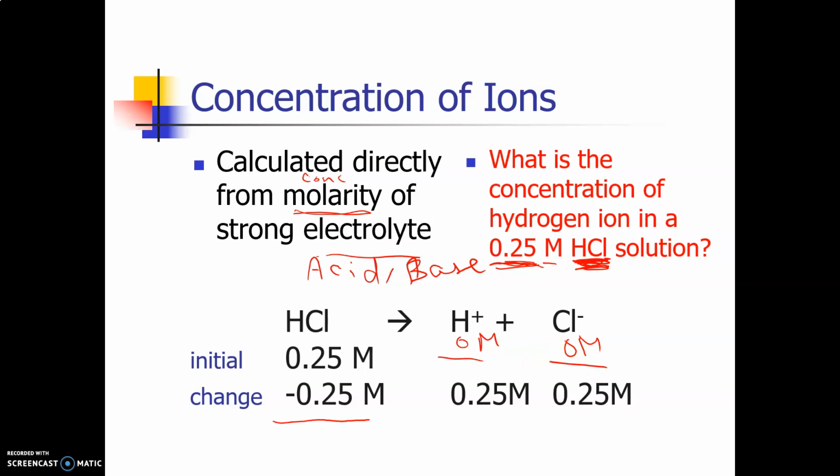And since you know that HCl is a strong acid and it's completely going to ionize, at the end of the reaction the change is minus 0.25 for HCl, and the products increase by the same amount that the reactant decreases. So at the end of the reaction, there will be no HCl because it completely ionized, and the concentration will be the concentration of the hydrogen as well as the chloride. Correct? So the concentration of hydrogen in this case is the same as the concentration of the HCl because it's a strong acid, right?